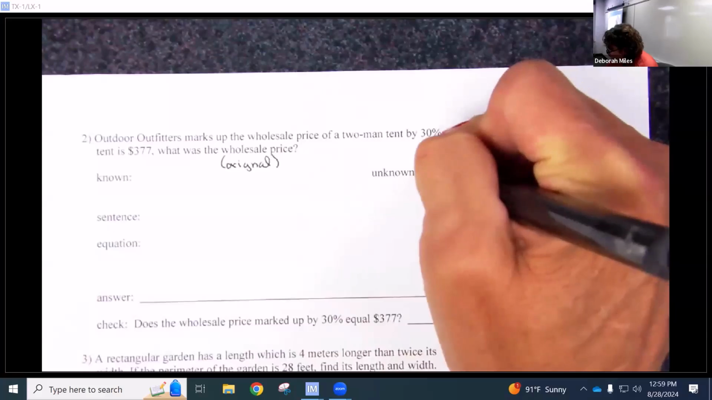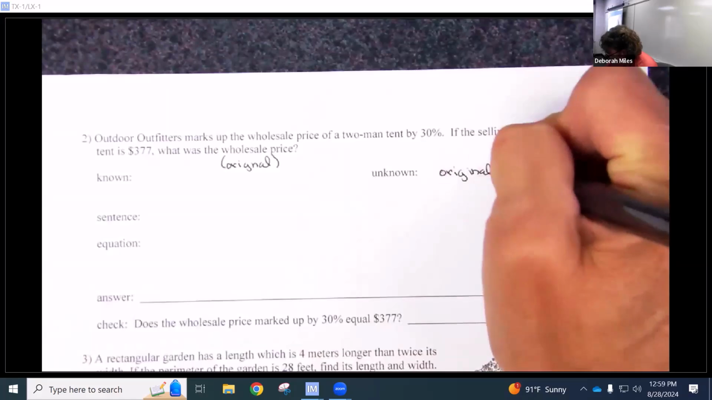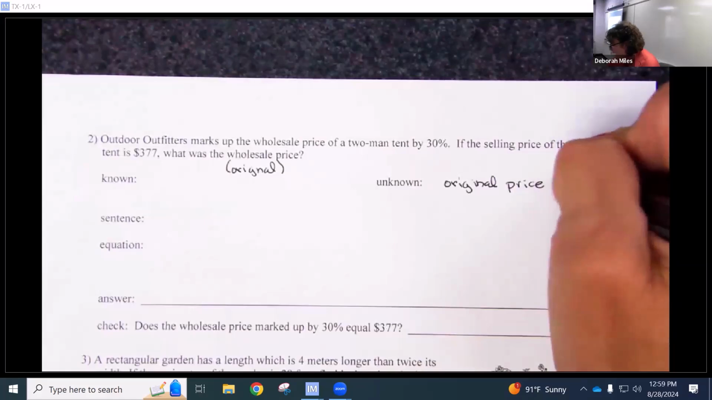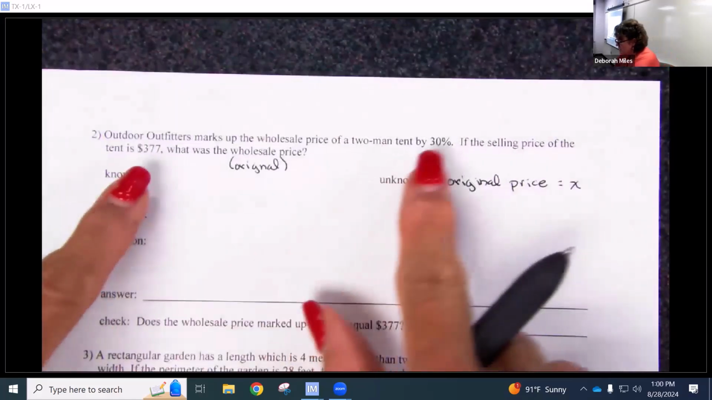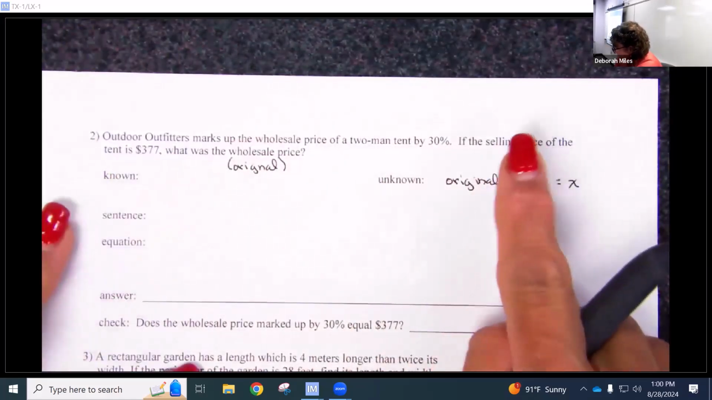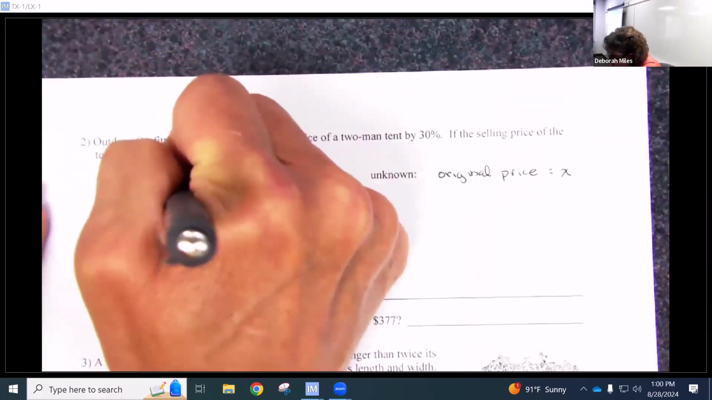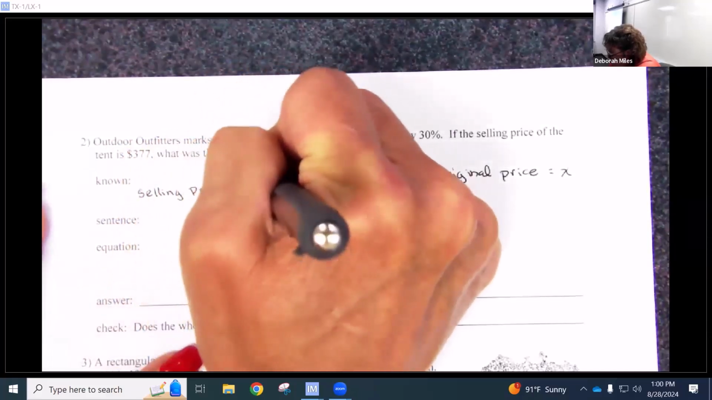So that's my unknown. Original price. And that's what I'm going to let be X. It's the thing I'm looking for. Now I need some words for these other two numbers, this 377. That's how much the tent sells for. So I'm going to say the selling price is $377.